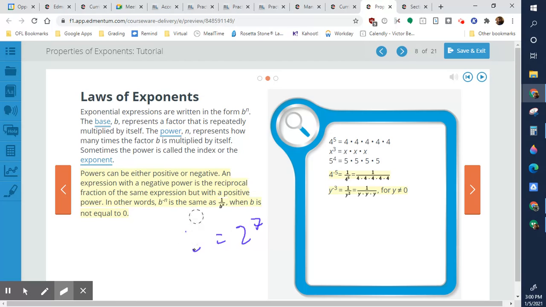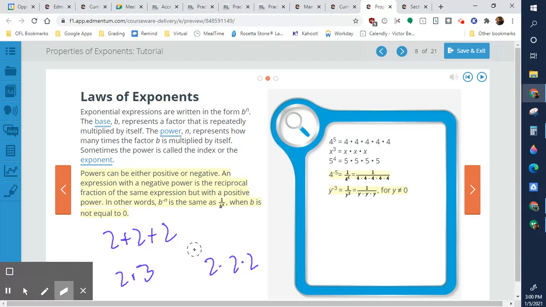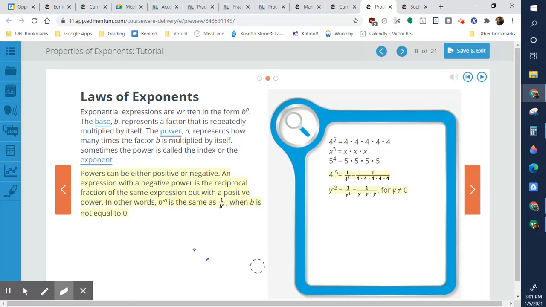Remember how when we first learned about adding the same number over and over again, 2 plus 2 plus 2 is the same thing as 2 times 3. We have 3 of these. Well, what if you keep multiplying them over and over again? Those are exponents. And if you keep dividing them over and over again, they're negative exponents. And we'll see more of that later if that's confusing.